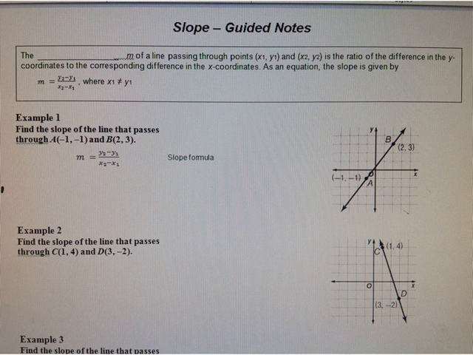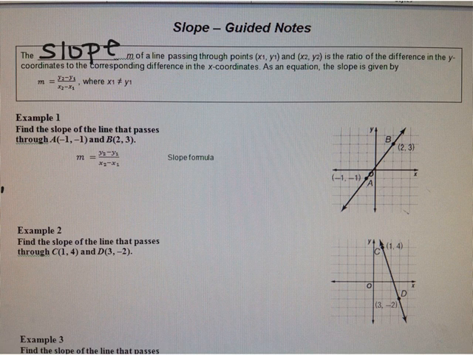Alright, so the slope, m, that's going to be our variable for slope, of a line passing through the points (x1, y1) and (x2, y2). It's the ratio of the difference in the y-coordinates to the corresponding difference in the x-coordinates. As an equation, the slope is given below: m equals y2 minus y1 over x2 minus x1. Alright, and x1 and x2 cannot be equal to each other. So what we're going to do is use this equation to solve for our slope value.